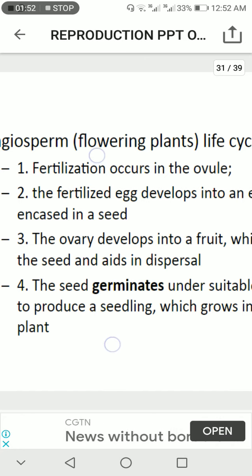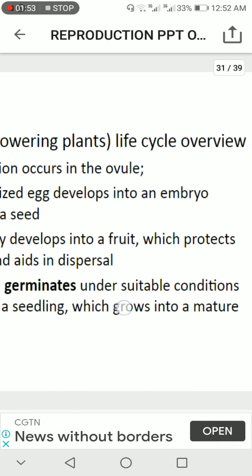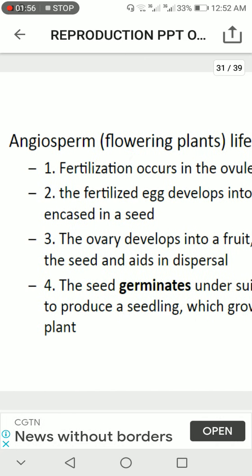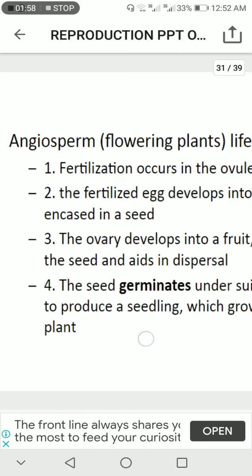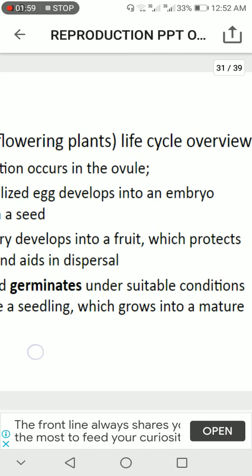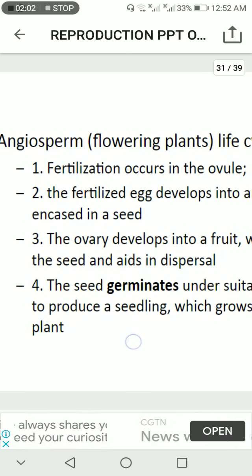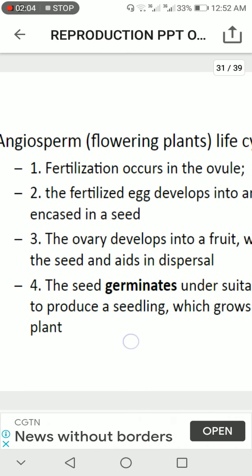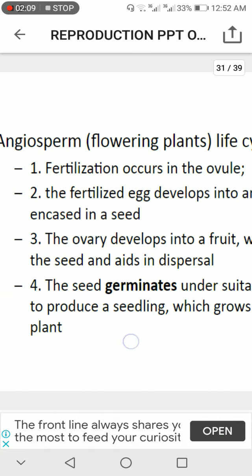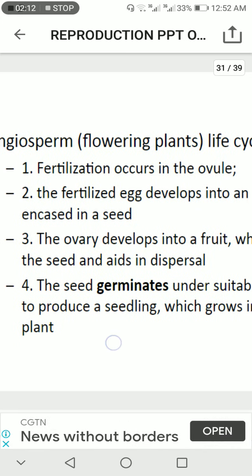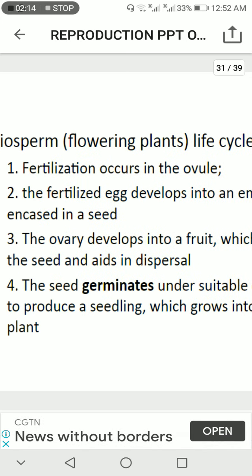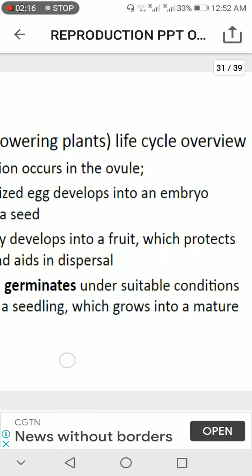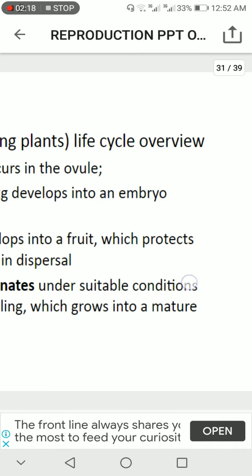The fertilized egg develops into an embryo which is enclosed inside the seed. The ovary develops into a fruit which protects the seed and aids in dispersal. The wall of the ovary becomes the fruit after it becomes thick, fleshy and juicy. It covers the seeds inside it. The seed germinates under suitable conditions to produce a seedling which grows into a mature plant.